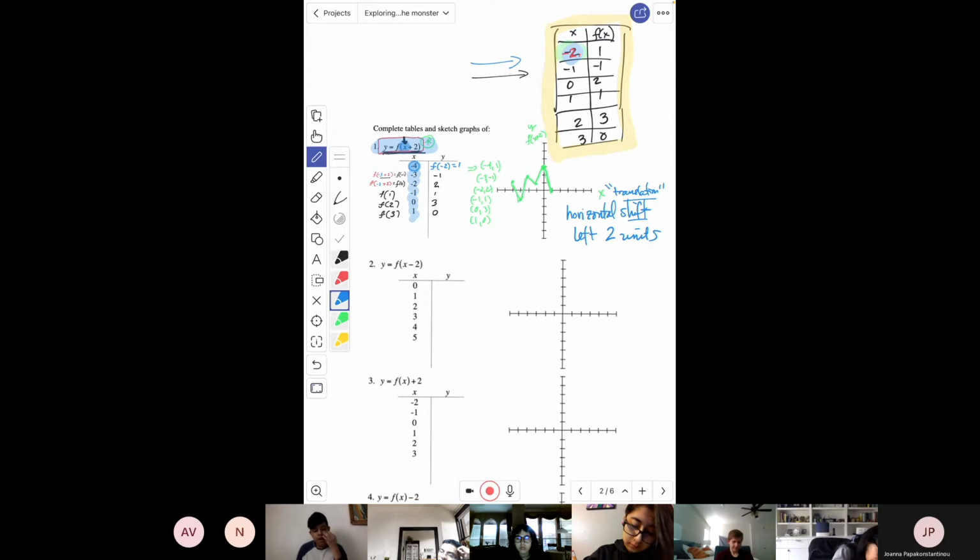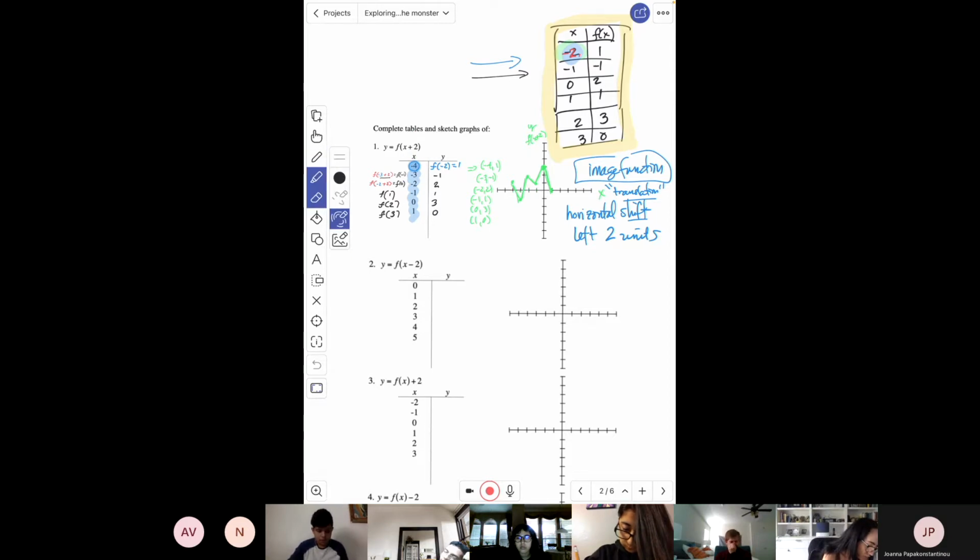My image function is the graph after I've applied transformations. The transformation that I did on this graph was a horizontal shift left 2 units. We should be able to recognize a horizontal shift 2 units by adding 2 to the x.